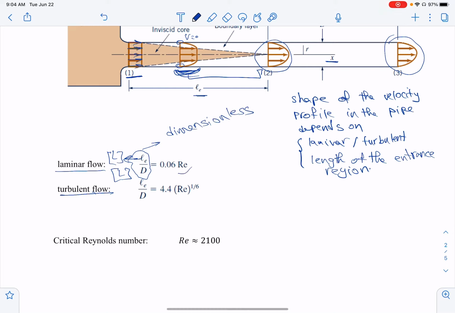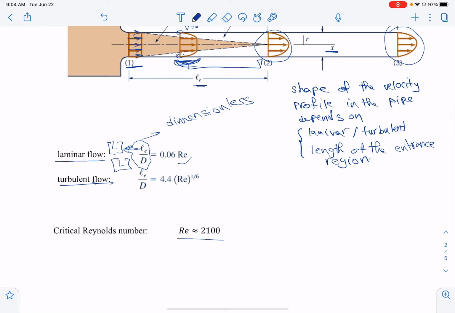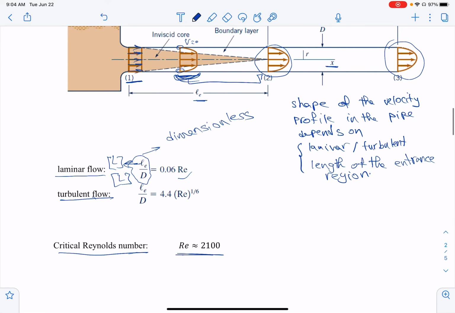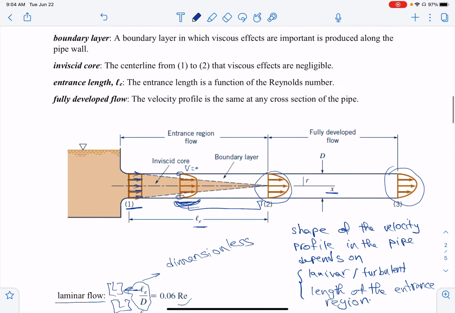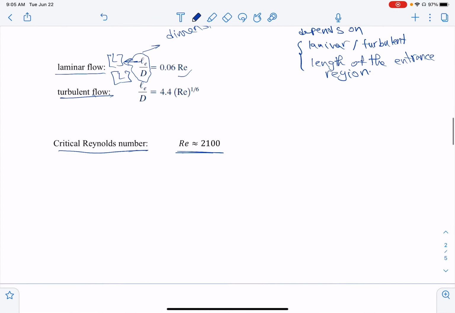And we know that Reynolds is dimensionless also, right? And this Reynolds number here, we call it critical Reynolds number because this is when we start to have the turbulent flow. It's just the transitional part, right? So let's go to the next.